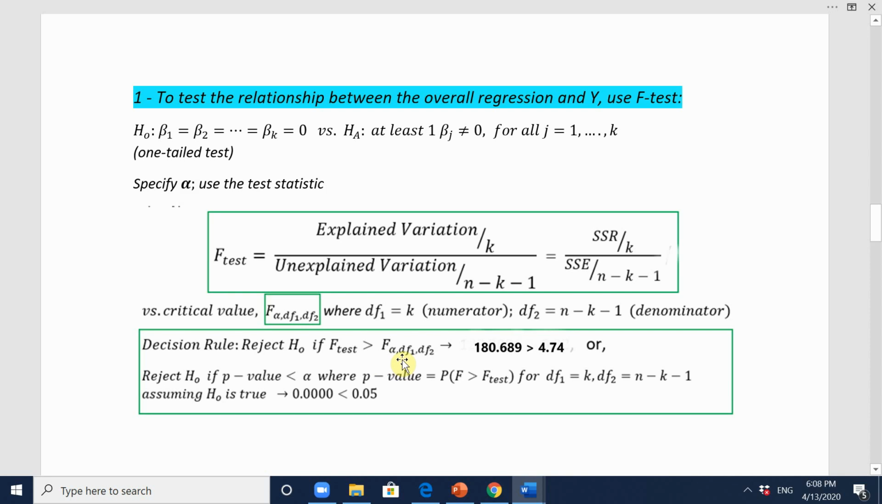Further here, degrees of freedom 1 is the degrees of freedom in my numerator, which is actually k. So that would be 2. Degrees of freedom 2 is my second set of degrees of freedom, coming from my denominator. So here I've got 10 minus 2 minus 1, which is 7, right? So I've got to find my critical value for an alpha of 0.05, a df1 equal to 2, and a df2 equal to 7. Let's quickly do that exercise.